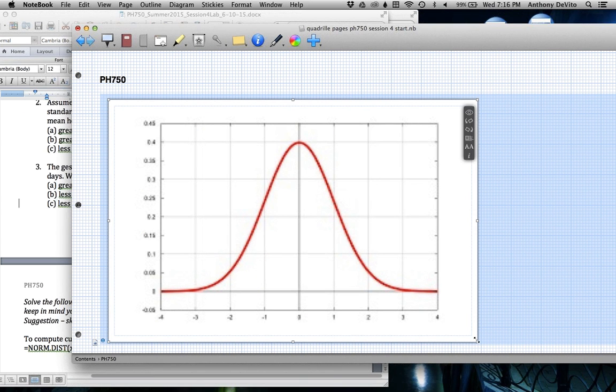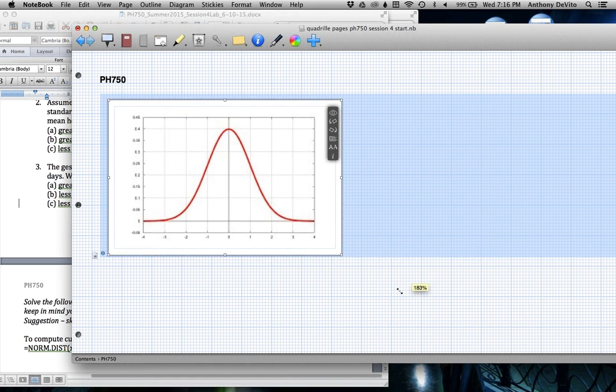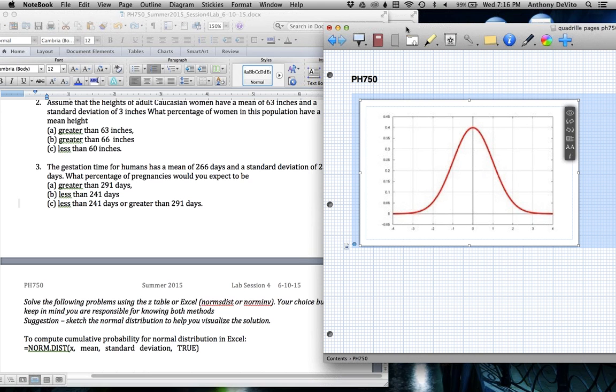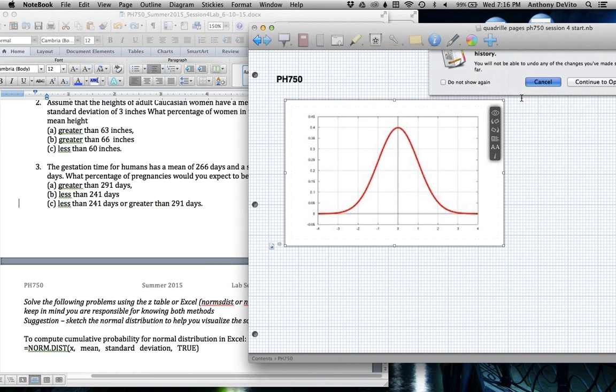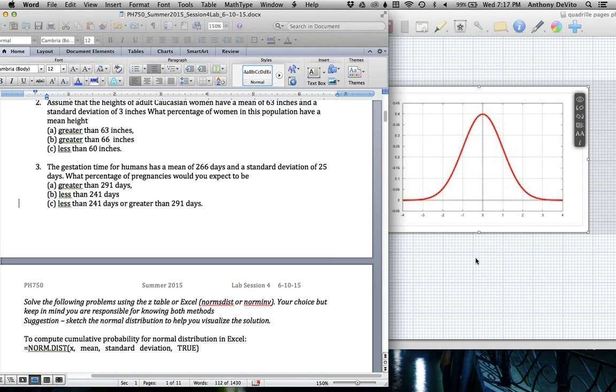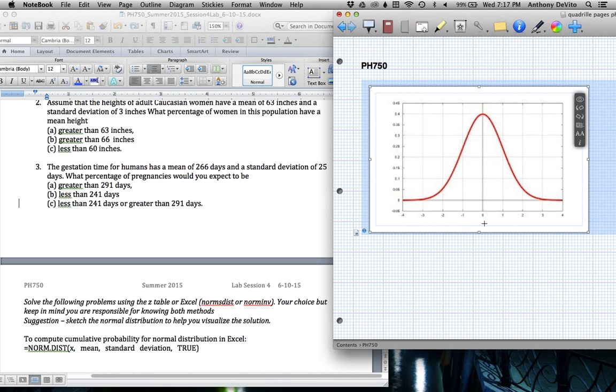Now, a lot of you guys are saying, oh, it's pretty simple now with this empirical formula stuff. I don't need to draw the graph, and that's probably going to be true in a lot of cases. I like to do it just to make sure, especially on an exam or homework. When you have the time to do it, it might make it a little easier to get the thing right. Okay, so the mean is 266. The standard deviation is 25. What percentage of pregnancies would you expect to be greater than 291 days?